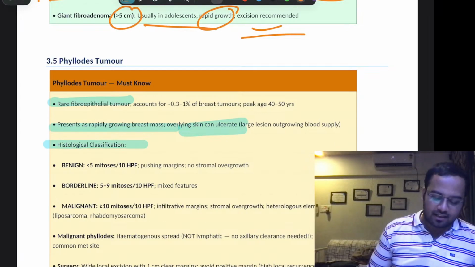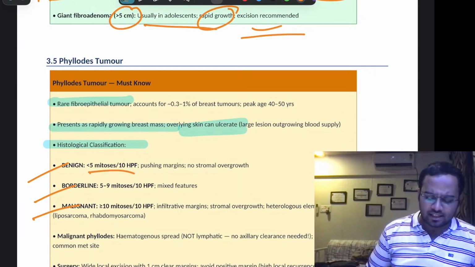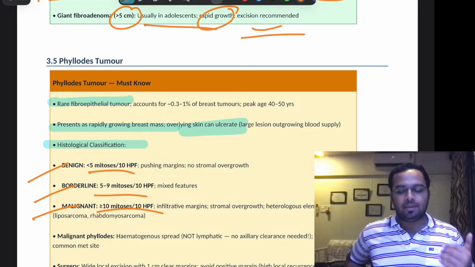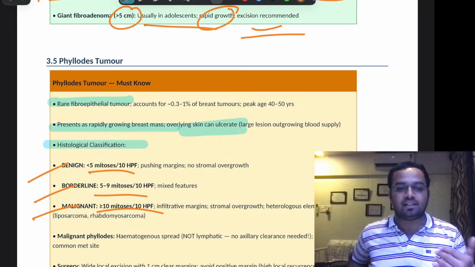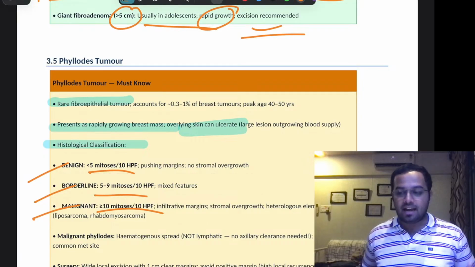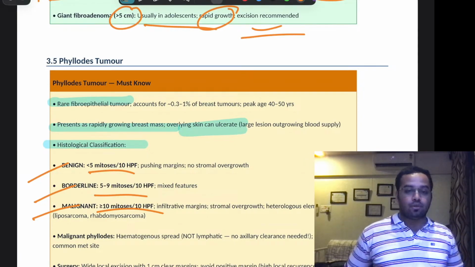Histological classifications अगर देखोगे तो it might be benign, borderline or malignant. We have already seen in the patients अगर mitosis less than 5 है, 5 to 9 है, और अगर more than 10 है, so if less than 5 it is a benign. So it is a histological thing. So what is the histological thing? If mitosis are going to be less than 5 then it is considered a benign. If it is between 5 to 9 then it is considered to be intermediate, and 10 or more is going to be malignant.